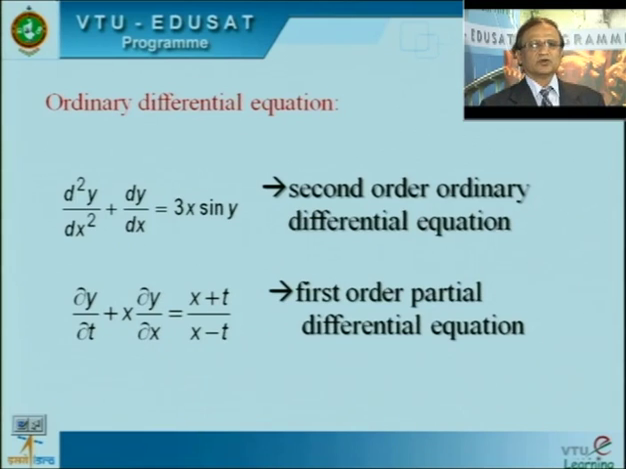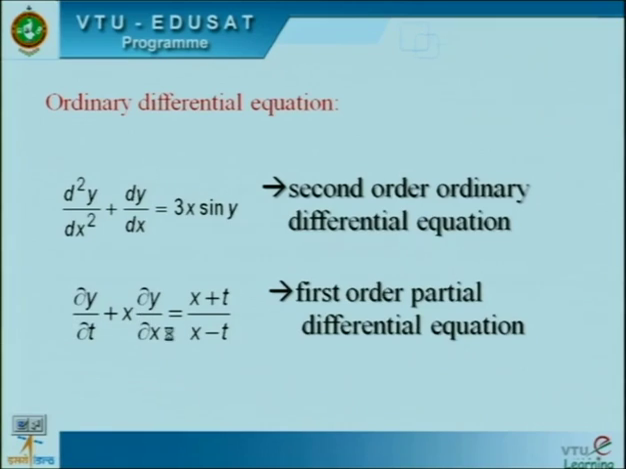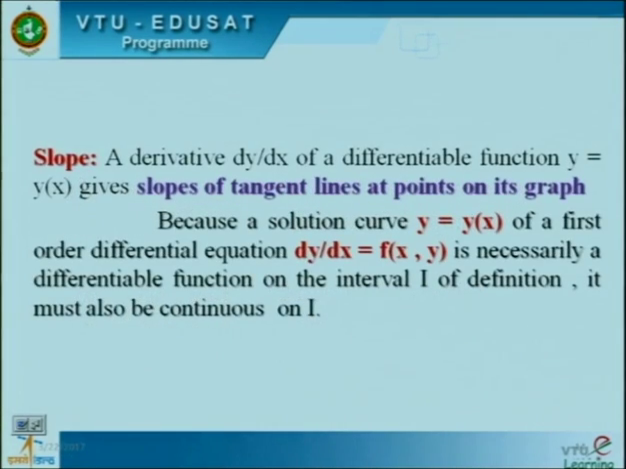Okay. Here they have given one equation: d square y upon dx square plus dy by dx is equal to 3x into sin y. The highest derivative present in this equation is d square y upon dx square. Therefore, it is a second order ordinary differential equation. So, this is not a partial differential equation. Now we are able to recognize an ordinary differential equation as well as a partial differential equation.